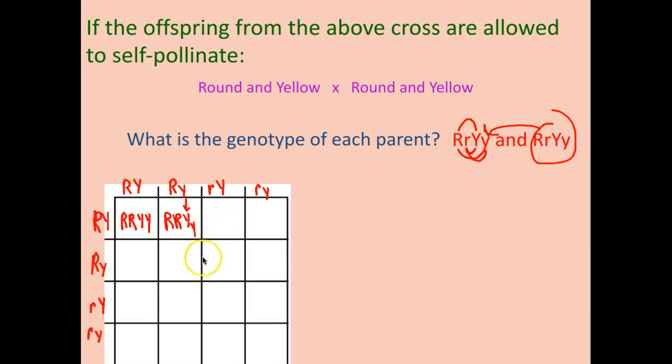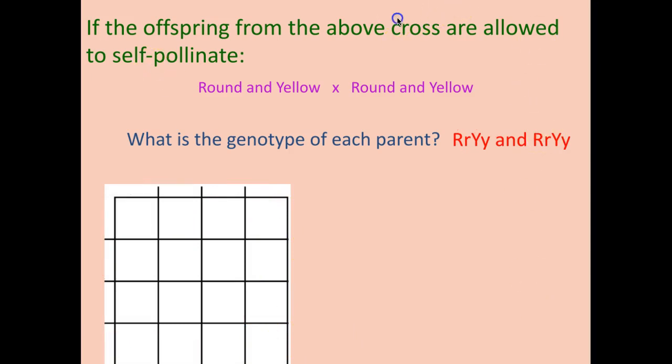So here, let's do this recessive one here. Little r, little r. So little r here, little r there. So we just kind of draw it down like this. And then little y, little y. So there's a homozygous recessive genotype. So let's go back out of this and solve this ourselves.